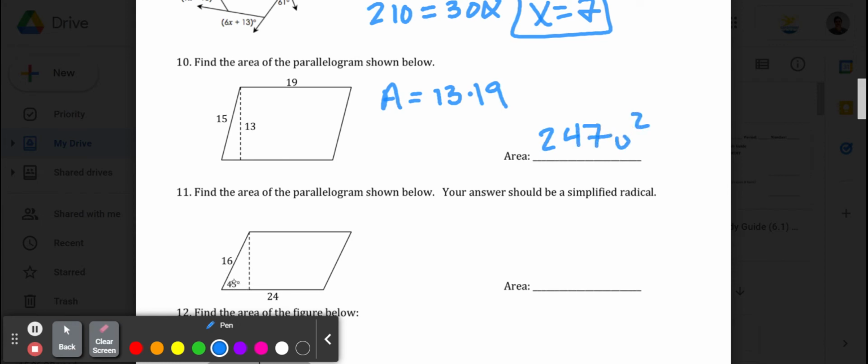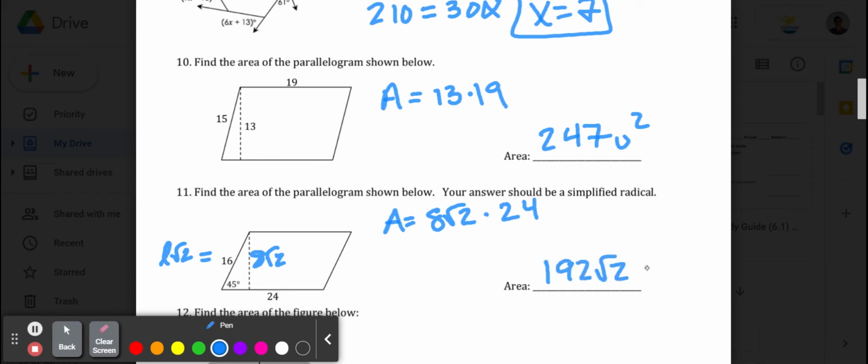This one is a 45, 90, 45. So this is in the leg-to-hypotenuse position, which means this must be divided by 2 multiplied by rad 2, 8 rad 2. So my area is 8 rad 2 times 24. And 8 times 24 is 192. So we get 192 rad 2 square units.